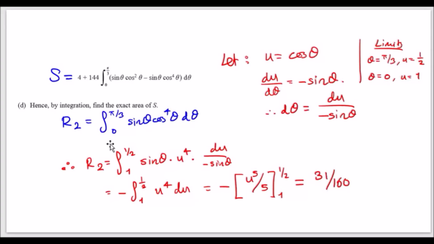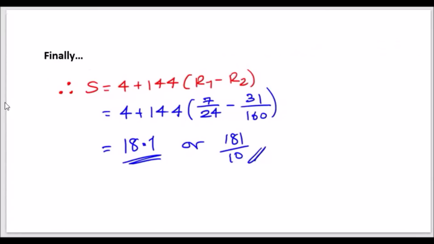For the second integral, it's the same thing, but now you have a power of 4, so you don't have to do these long steps. It's the same method, except you have a power of 4 instead. Everything's the same. So this becomes u to the 5 over 5, and that all simplifies to 31 over 160. So now with our given values of R1 and R2, we can finally plug into the original equation here, and done. You should get 18.1.